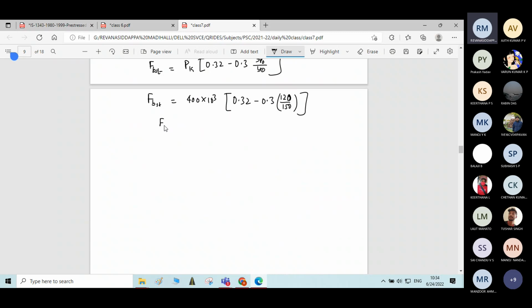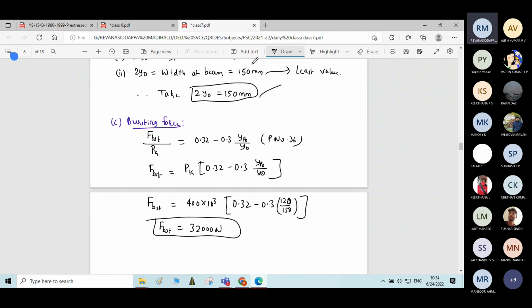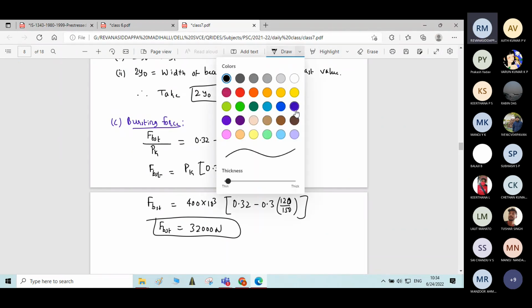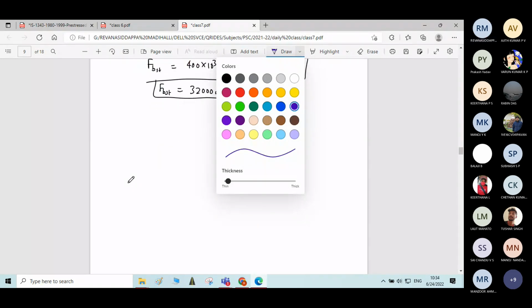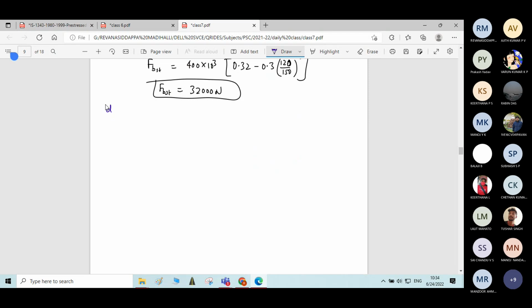FBST, the bursting force, if you calculate, you will get the answer as 32,000 Newton. Now we can design the end block. Last step, design of end block.